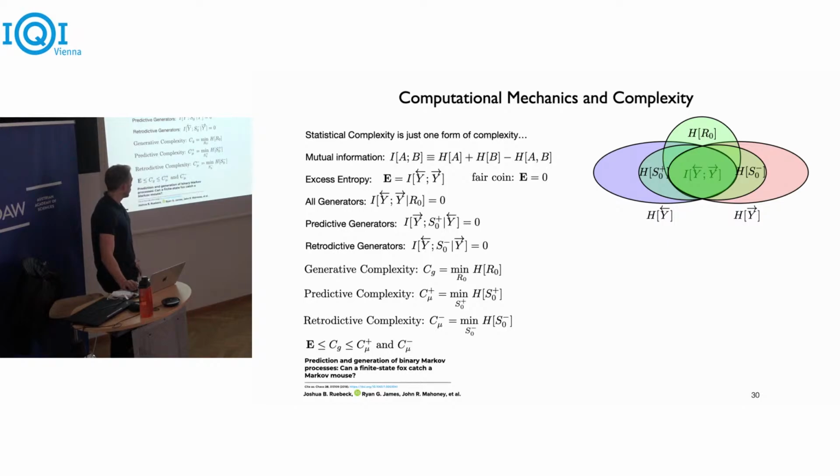So recognizing the fact that the set of predictive generators is a subset of all generators, et cetera, you can establish this ordering of complexities. You have the excess entropy is less than or equal to the generative complexity, which is less than or equal to both the predictive and retrodictive complexities.